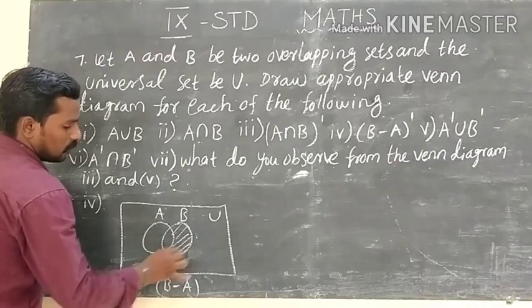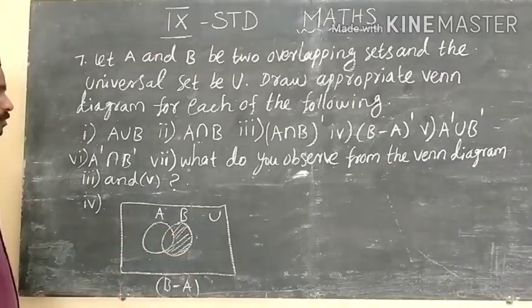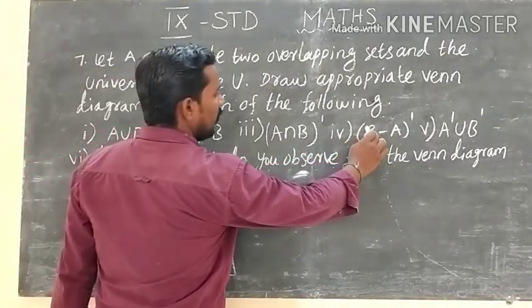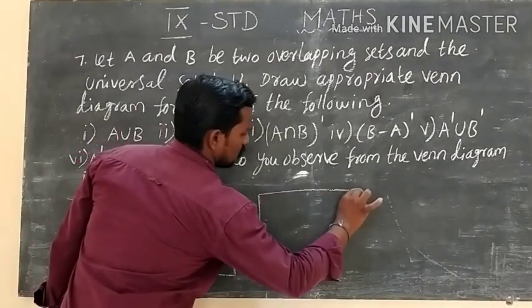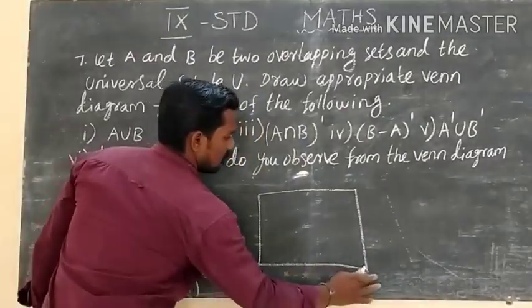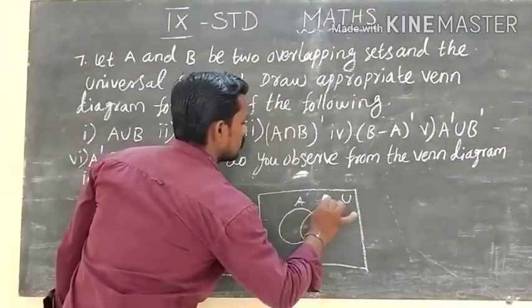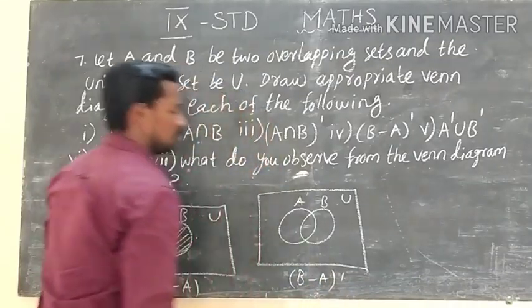So this portion only exists. Omit A, fully omit. Then we get the B portion. B difference A. Then find B difference A whole complement. This is A, this is B. B difference A, the whole complement.